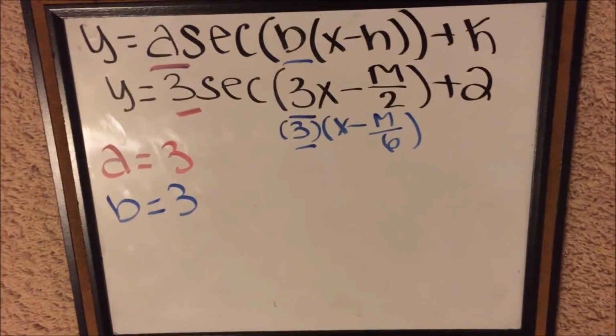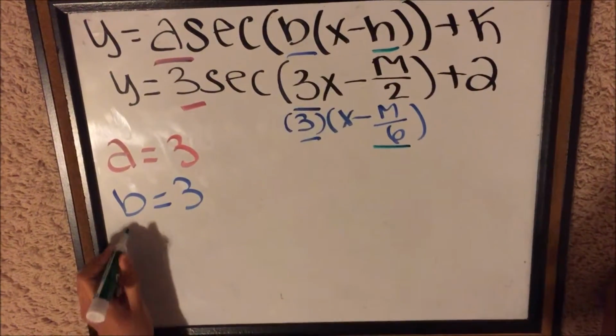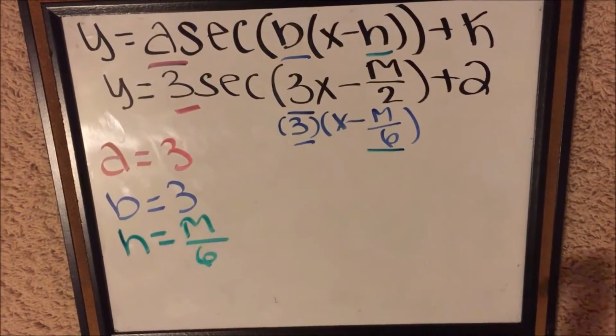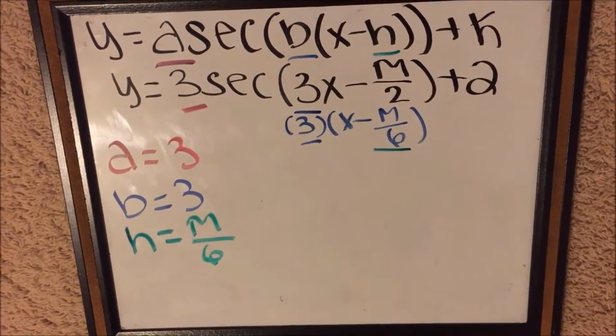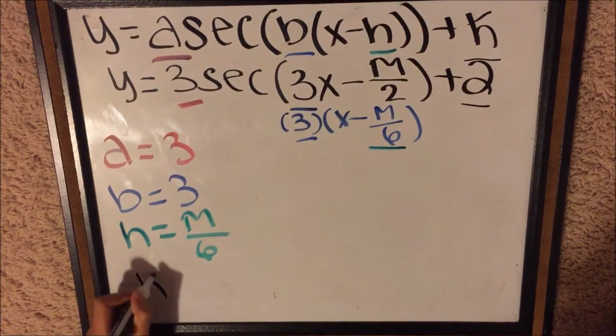So our B value is 3. And then our H value, we already factored out in this, so our H value is pi over 6. And last of all is our K value, which is at the very end. And our K value is 2.